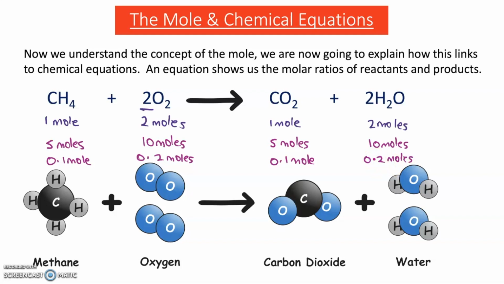So the equation and the numbers in front of the molecules tell us the ratio of moles. Here we have 1 CH4 reacting with 2 oxygens, forming 1 CO2 and 2 waters. So our ratio of moles is 1 to 2 to 1 to 2. And that's what a chemical equation tells us. It tells us the molar ratios of reactants and products.